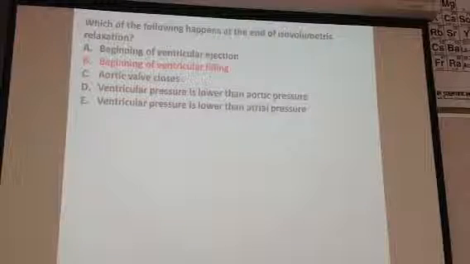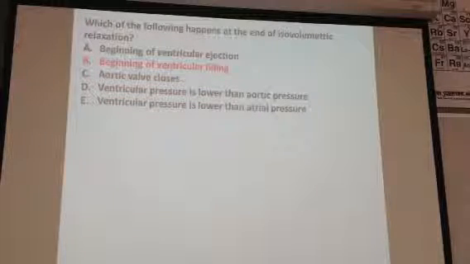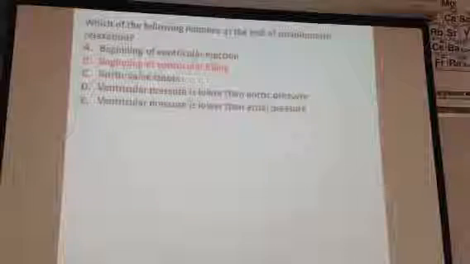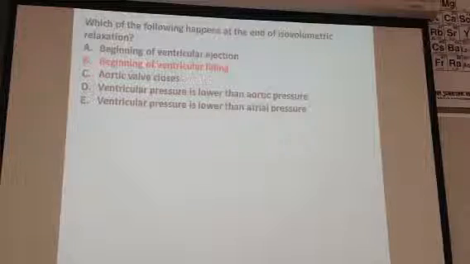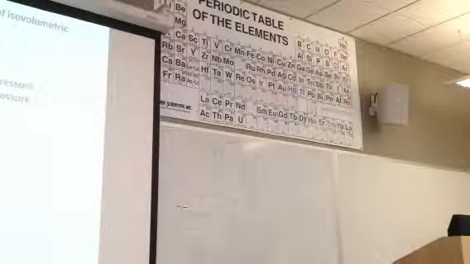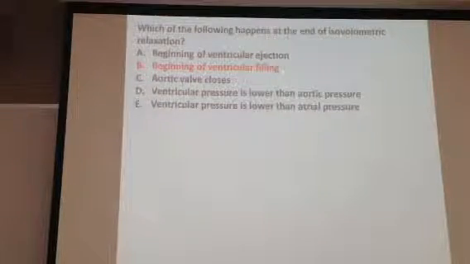So when AV valves open, that's the beginning of ventricular filling. The semilunar valves close as soon as ventricular pressure drops below aortic pressure. So the aortic valves are closed, but they will have closed at the beginning of isovolumetric relaxation, not at the end. Does that make sense? That's why we have isovolumetric, because both sets of valves are closed. So semilunar valves close at the beginning of isovolumetric relaxation. AV valves are already closed. And at the end of isovolumetric relaxation, AV valves open. Okay? So that's the beginning of ventricular filling.